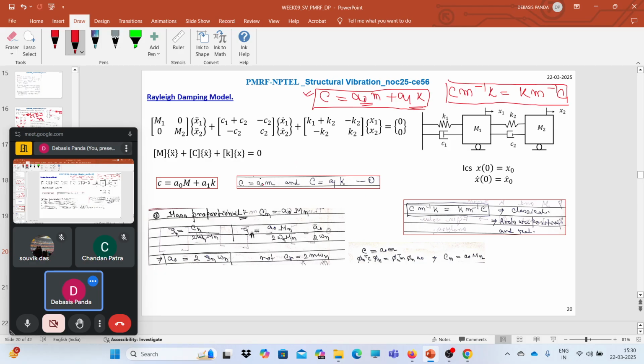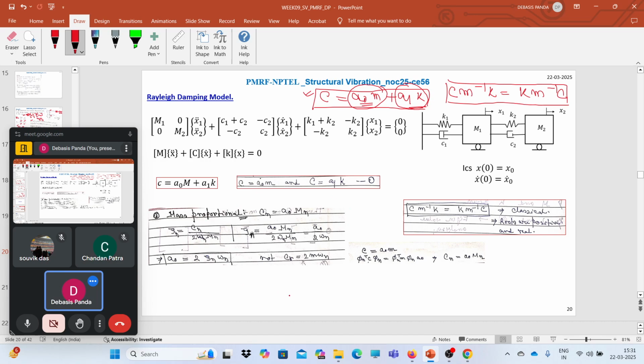Now we will see how modal damping ratios can be calculated, and how we can implement this model. So here, what I said is that it has two components. One is the mass proportionality part, and one is the stiffness proportionality part. So let's quickly go through that mass proportionality and stiffness proportionality part.